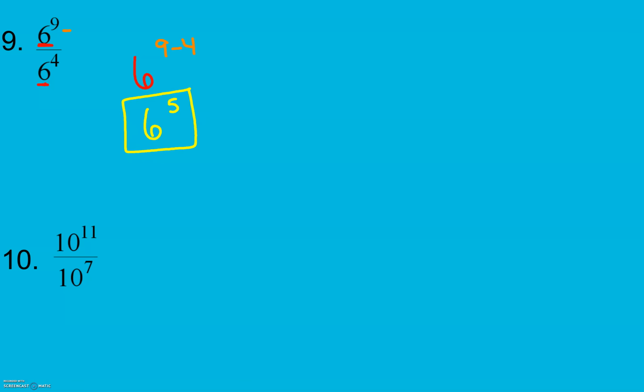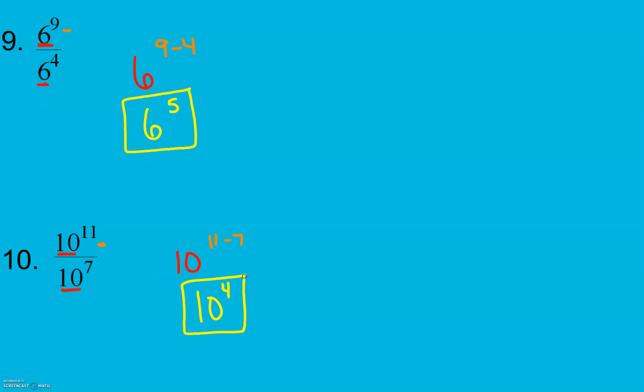Give 10 a try. Again, I have the same bases, so I keep that base. Since we're dividing powers with the same base, we can subtract our exponents. 11 minus 7 gives me 10 to the 4th.